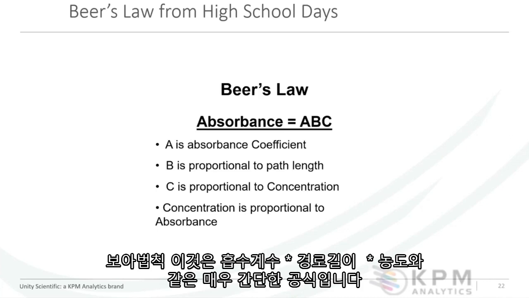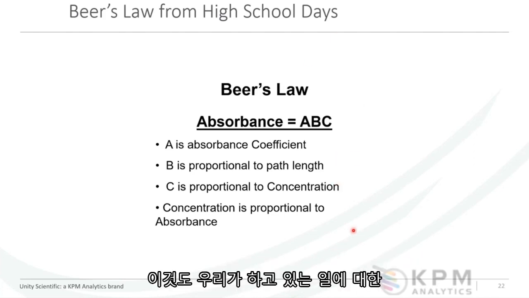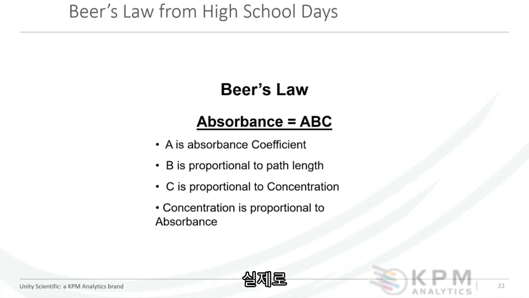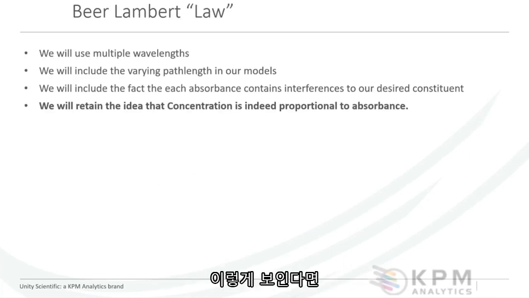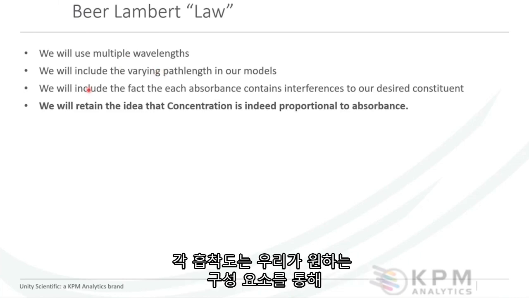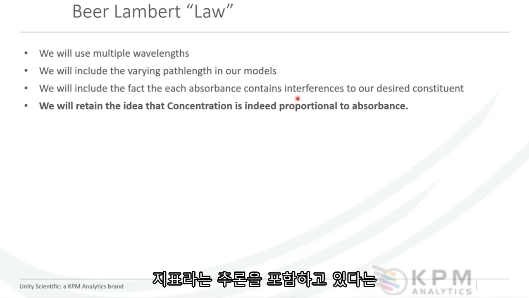The original Beer's law looks like this. It's a very simple formula. Absorbance equals the absorbance coefficient times the path length times the concentration. This, again, is a simplified picture of what we're doing, but in practice, it really looks like this. We're using multiple wavelengths. We've got varying path lengths. We will include the fact that each absorbance contains inferences or indicators of our desired constituents.